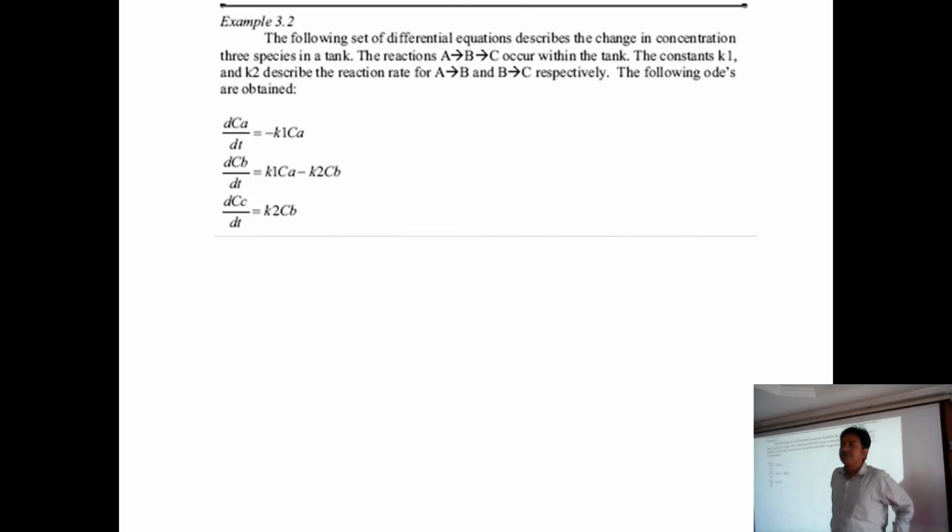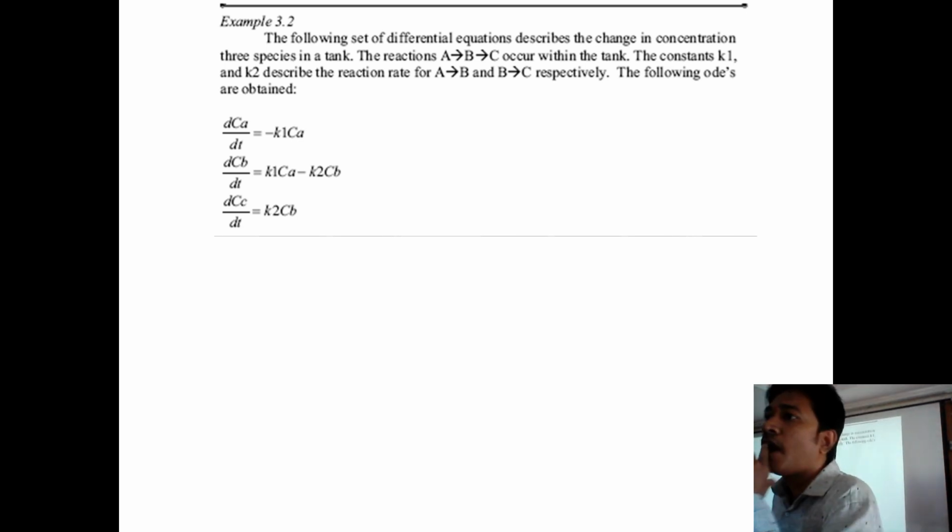Let's look at this problem. Series reactions. A gives rise to B, B gives C. Component balance. Modeling and simulation law. Component balance is there in the textbook. So I just used kinetics. Normal kinetics, writing rate expressions, dCA by dt. So three equations.